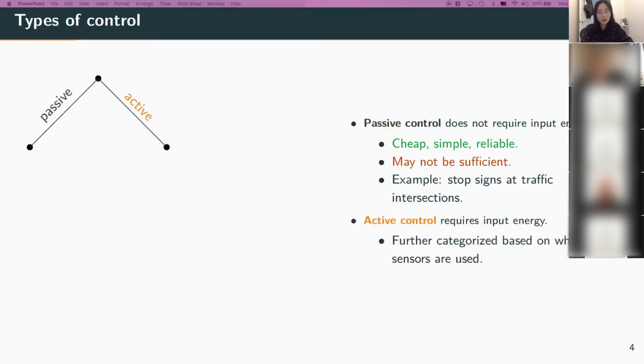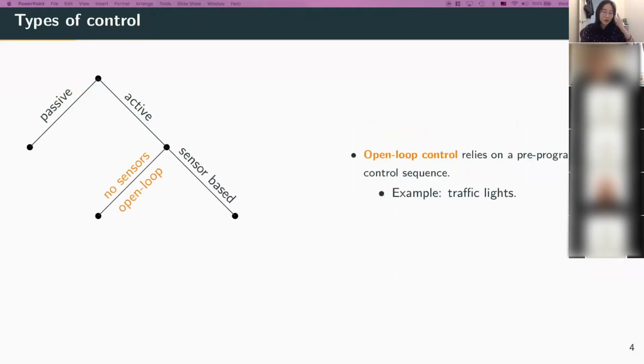In contrast, active control requires input energy, and it can be further categorized based on whether sensors are used to inform the controller. Within active control, open loop control relies on a pre-programmed control sequence. So for example, traffic lights are pre-programmed to regulate traffic dynamically at different times of the day. And traditionally, sensors are not involved in this system.